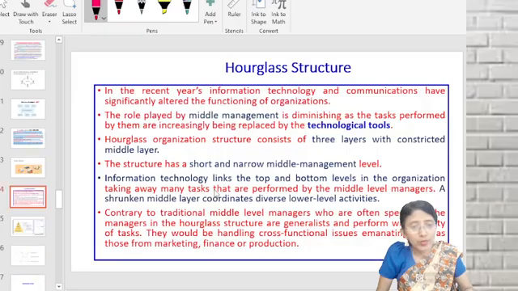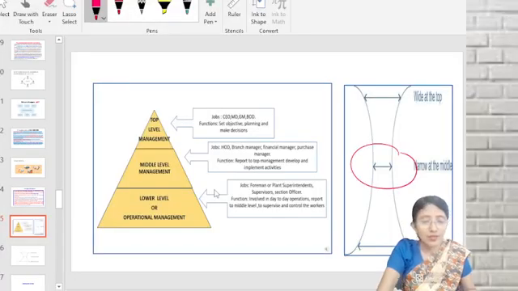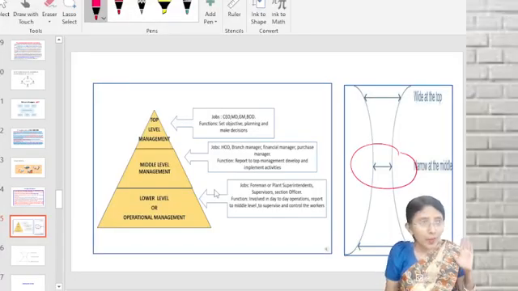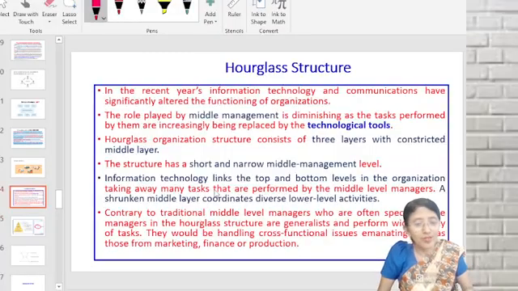Okay, virtual platform and hourglass structure. You all remember the hourglass? How is an hourglass? The middle level will be narrow. Look at this. At the top are the formulators, at the bottom the implementers. The need for the middle will come down. That is the hourglass model.